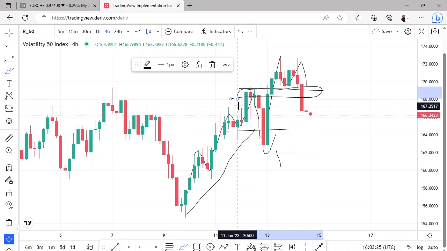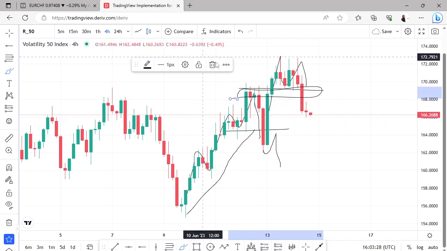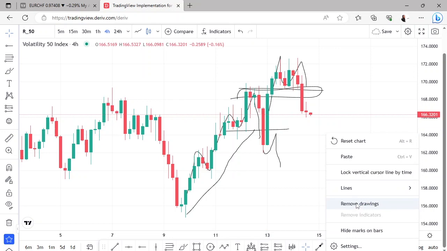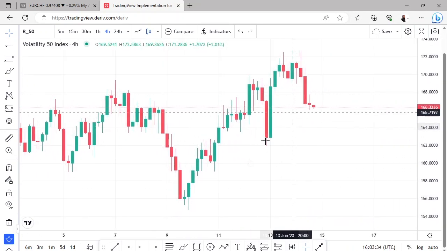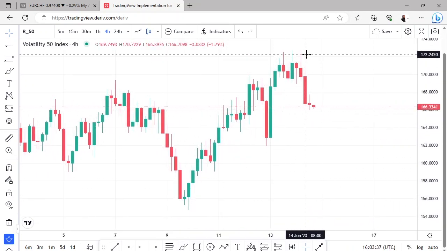So let me just delete everything. Delete all. Okay, let me just do this. Remove all. So we have our double top, or you can call it a triple top.